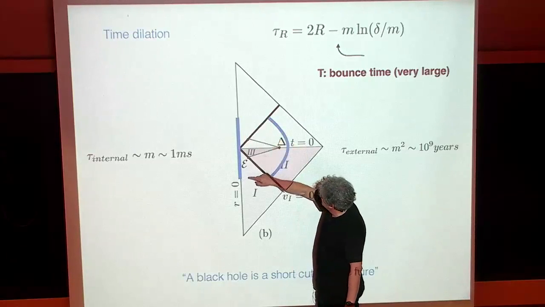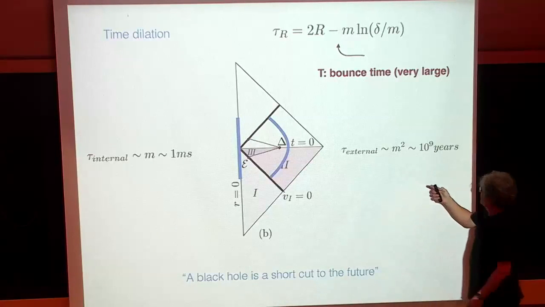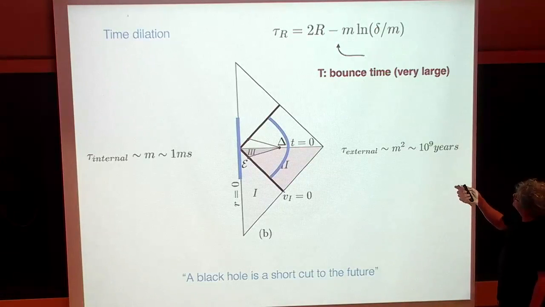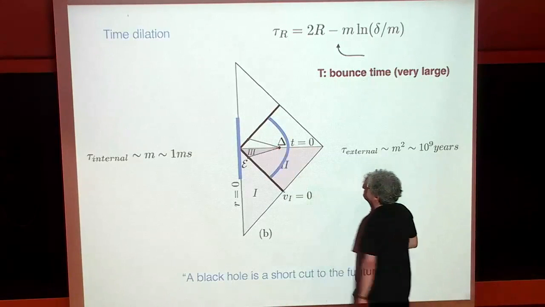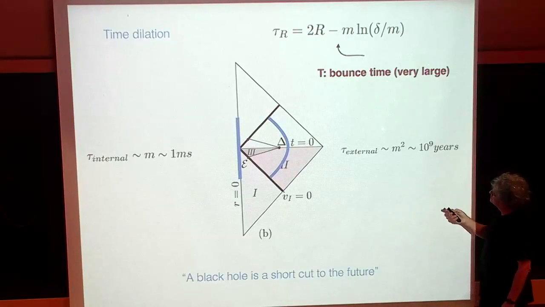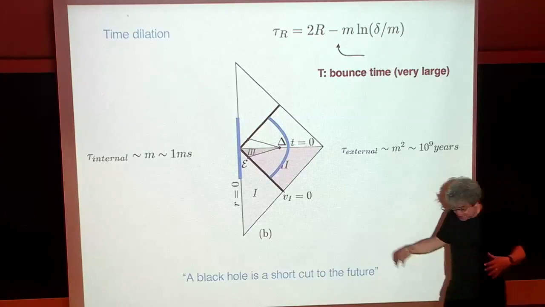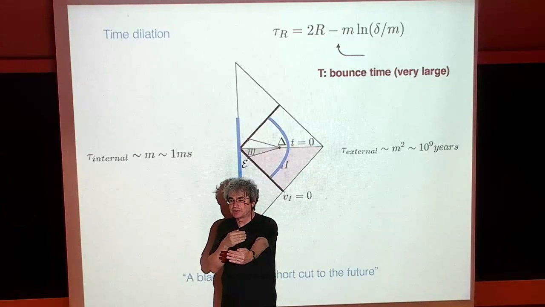So that's 2R, plus a term, where delta is small, so this is negative. So plus the term, which is very, very large, because delta is very, very small. Delta has to do with how we leak out from here. So this can be very, very large. So if we take a star, M of the order of a star, then the time inside for this process is a millisecond. The time outside for this process is a billion years. It's of the order of a billion years.